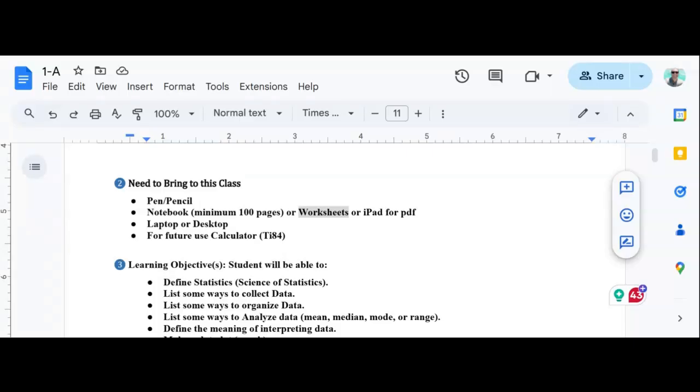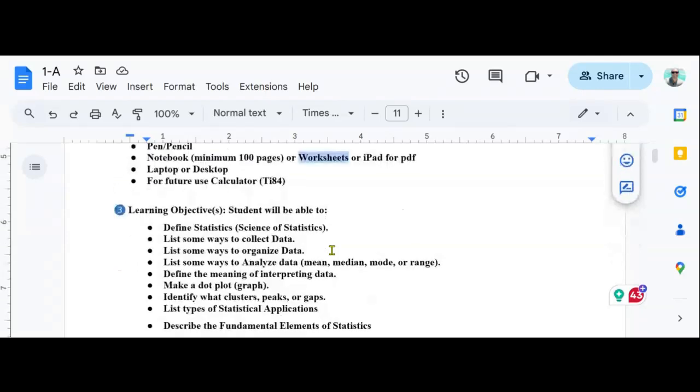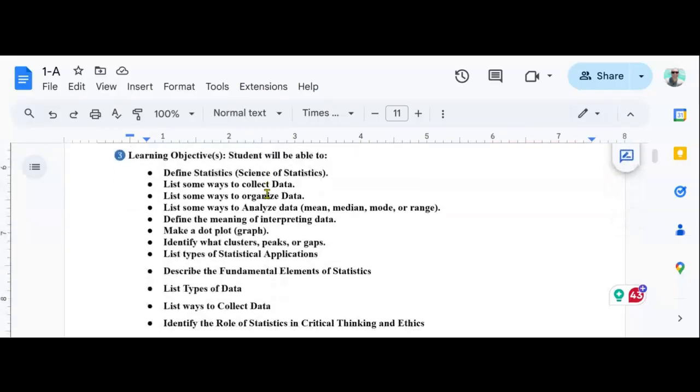So right now we're gonna work on chapter 1, lesson 1A. Okay. So remember, we need a laptop. Of course, at home you can use your laptop or desktop. Okay. But in the class you need a laptop. Also, you need a calculator, TI-84. Now let's take a look at the objectives for this lesson.